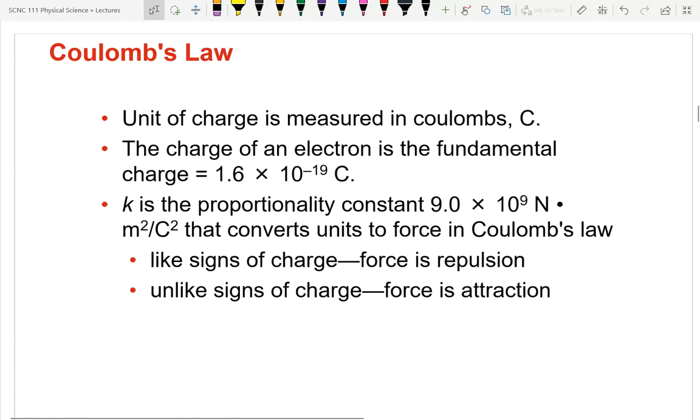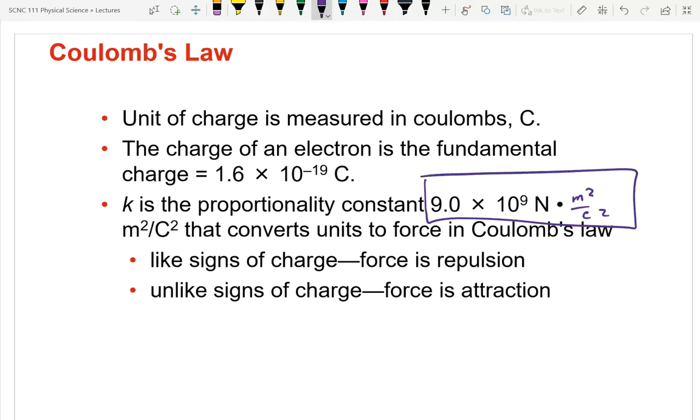Now in that, there was a constant K, and this is the value for K. Let me just put the units here. So there's the value of K. It's a constant. And I already showed you the charge of an electron is minus 1.6 times 10 to the minus 19 coulombs. Charge of a proton is plus 1.6 times 10 to the minus 19 coulombs. So that's our fundamental unit of charge.